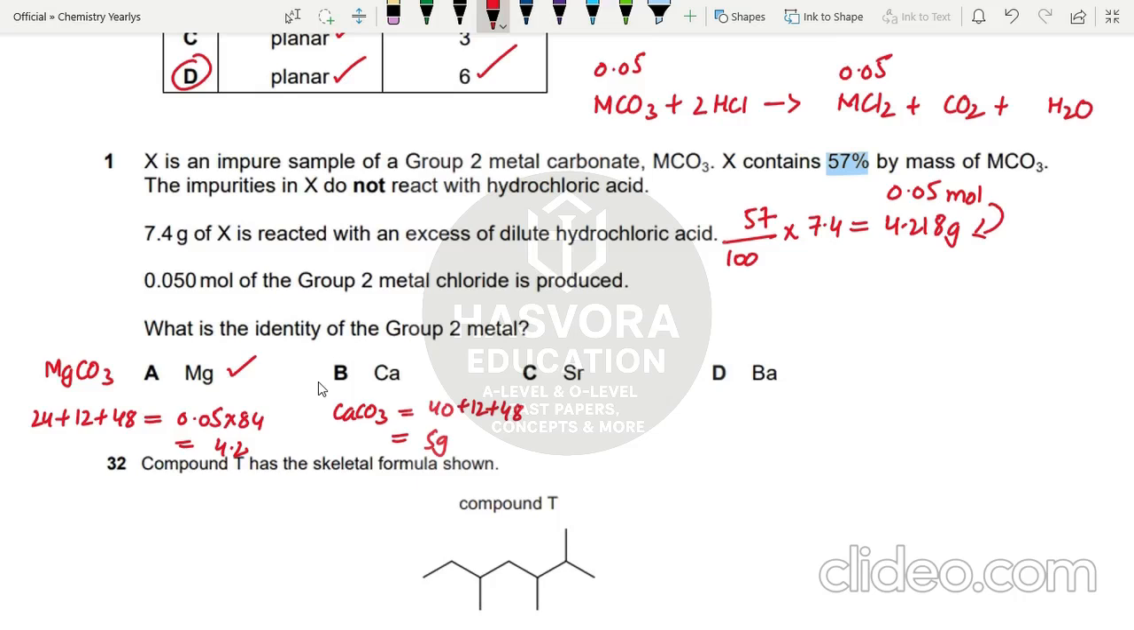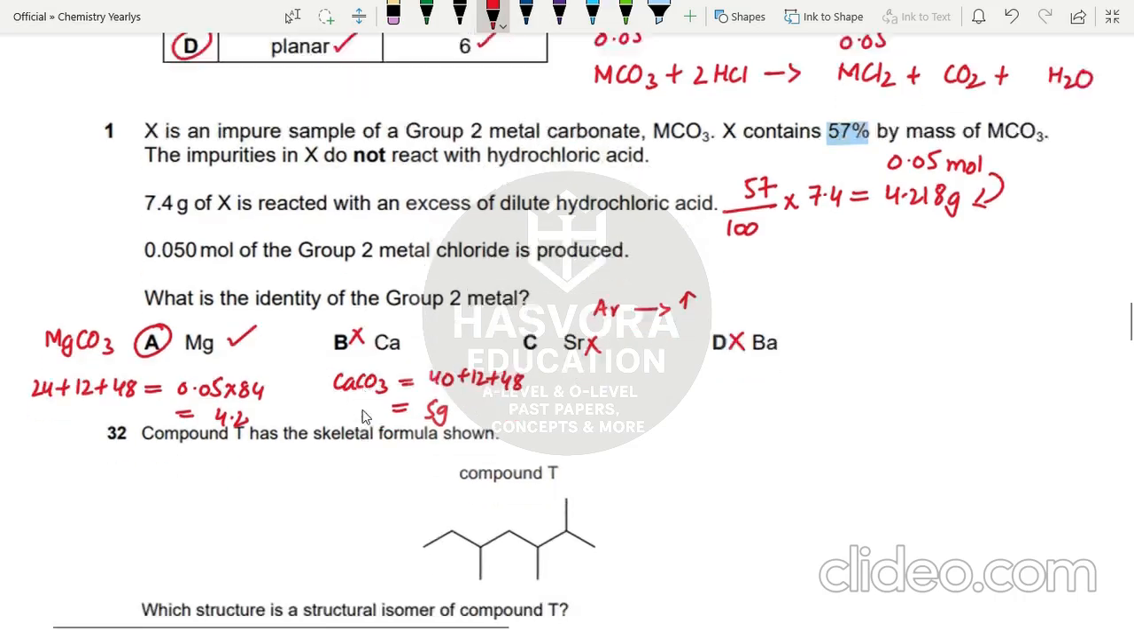If you see, the atomic mass Ar is increasing, so we do not need to check this one, because the mass of the carbonate will also increase. So A will be the correct option, but you have to be careful here that they are not talking about the metal, they are talking about the metal's carbonate. This is the thing I missed in the question at the first place.